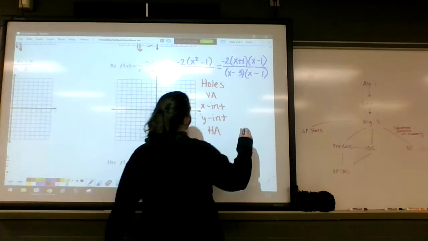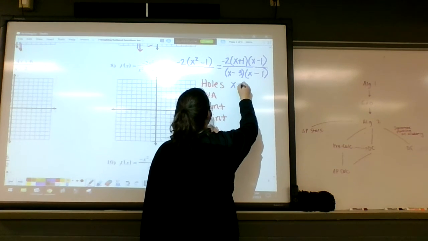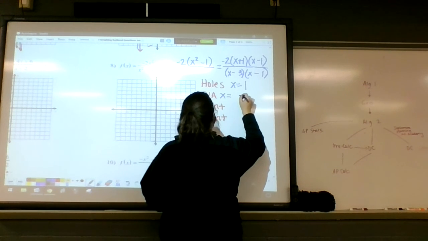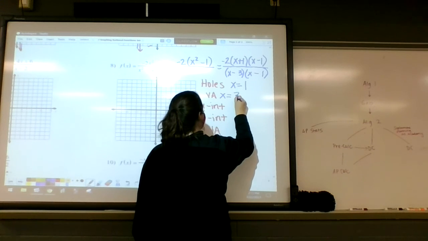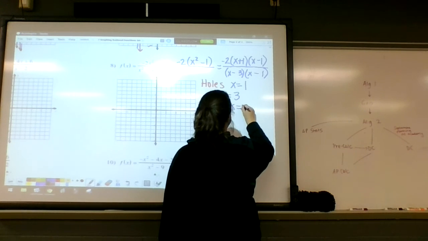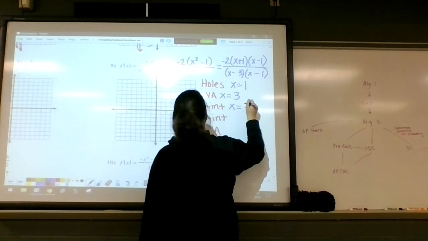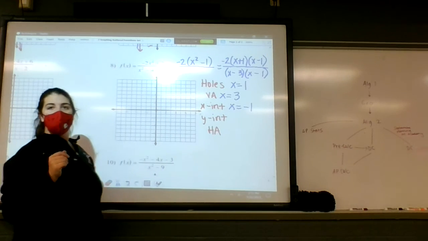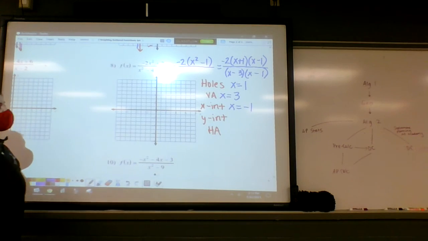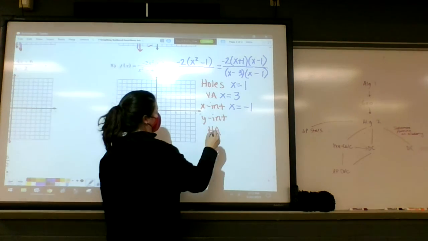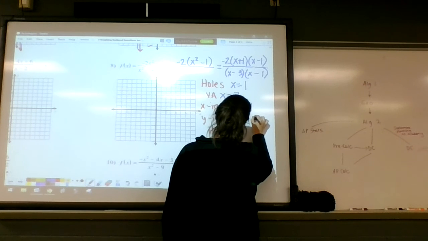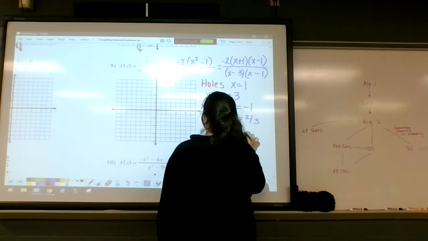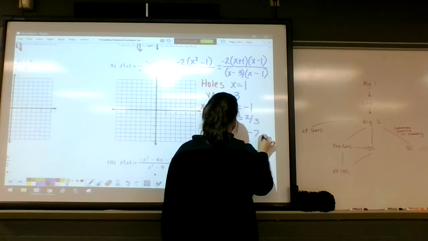Are there holes? Yes, at x = 1. Vertical asymptote: 3. X-intercept: -1. I heard that in the back. Everybody okay with those three? Okay, y-intercept: 2/3. That's gross. 2/3. And a horizontal asymptote: -2.